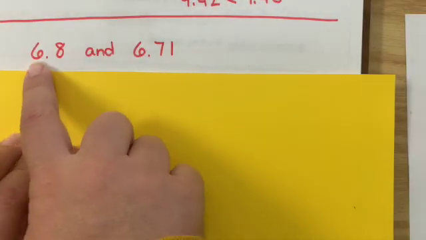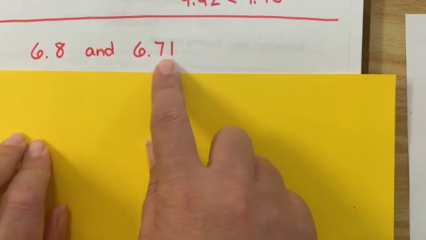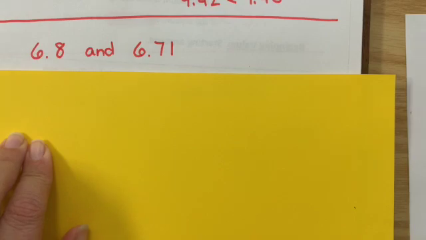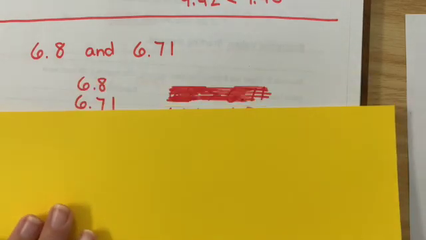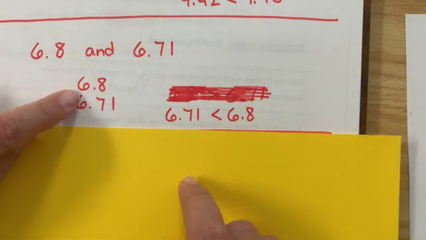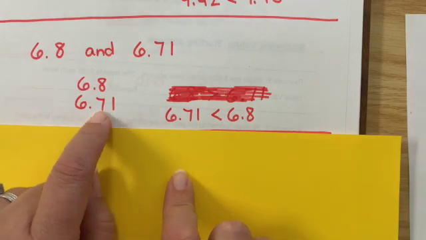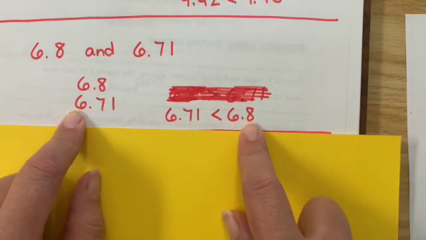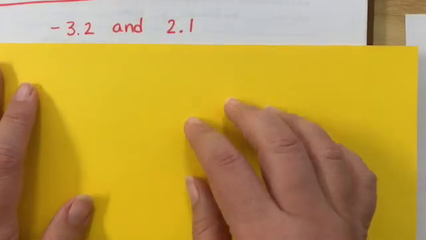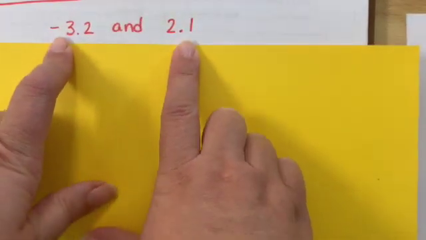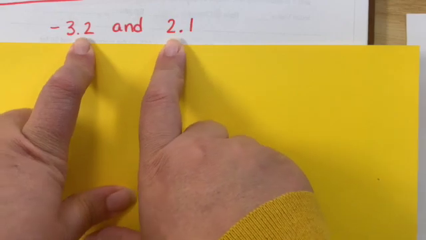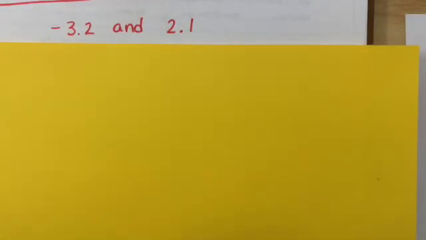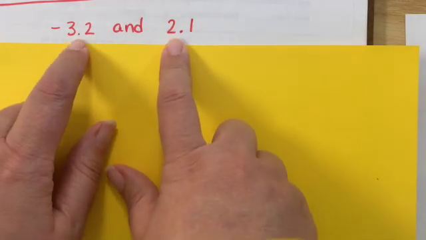So let's compare 6.8 and 6.71. Which one is smaller? Again, line them up here. And as soon as we come to one, so the 7 is less than 8. So 6.71 is less than 6.8. And now notice we have a negative in there. But you guys have already worked with negatives, so very quickly you should just know which one is smaller, a negative number or a positive number.